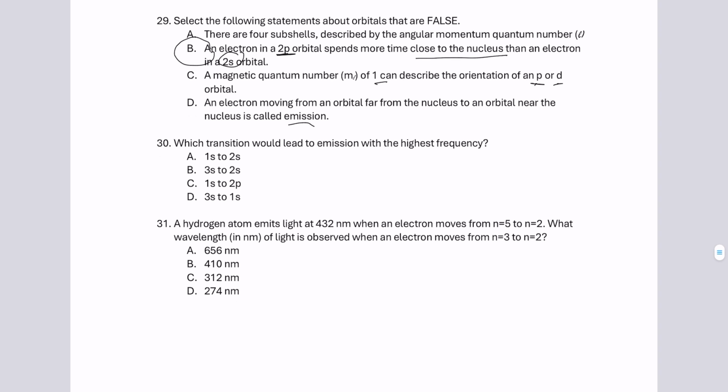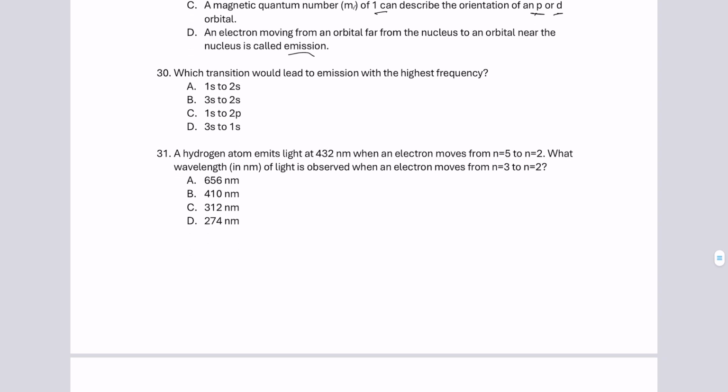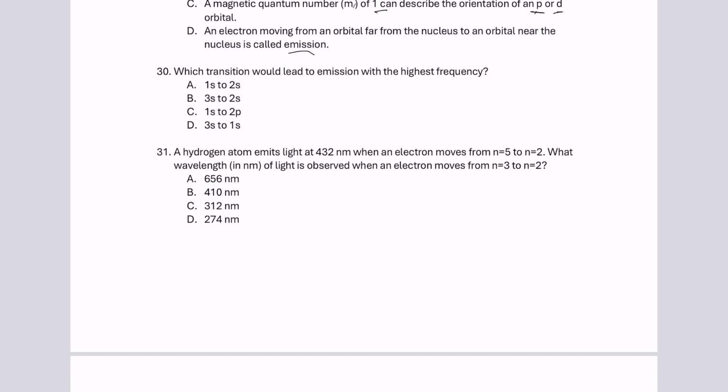Let's move on to problem 30. Problem 30 says which transition would lead to emission with the highest frequency? A says 1s to 2s, B says 3s to 2s, C says 1s to 2p, and D says 3s to 1s. Now, the first thing I want to point out is that this problem is asking which transition would lead to emission with the highest frequency.